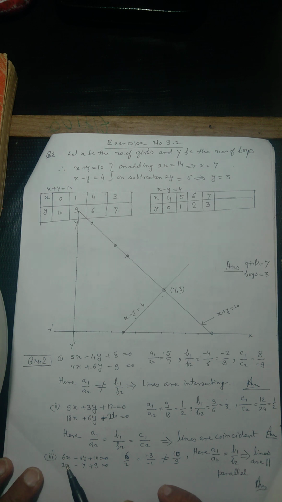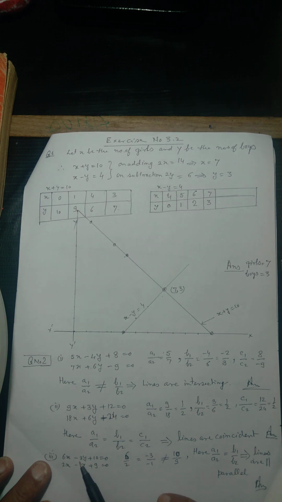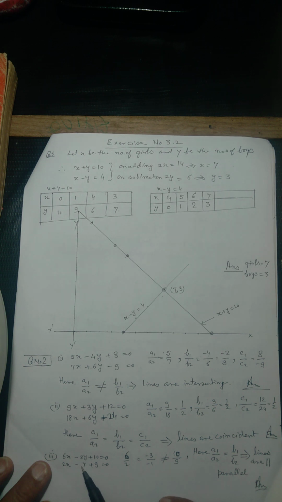Now proceed to question number 2, third part, that is 6x minus 3y plus 10 equal to 0 and 2x minus y plus 9 equal to 0. Here A1 by A2 is 6 by 2, B1 by B2 is minus 3 by minus 1, and C1 by C2 is 10 by 9.